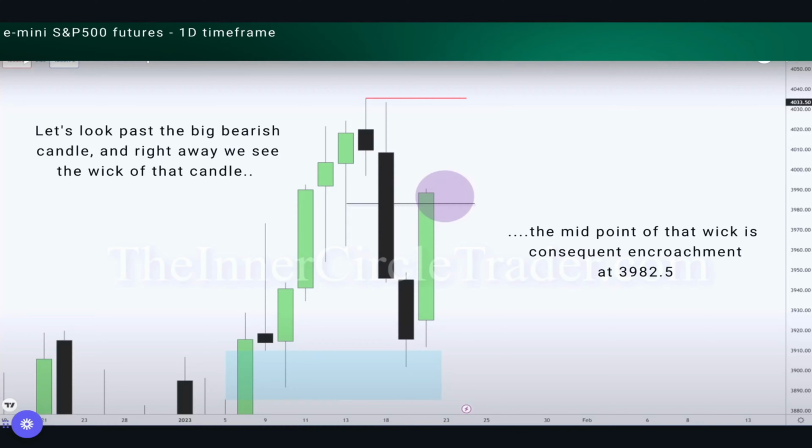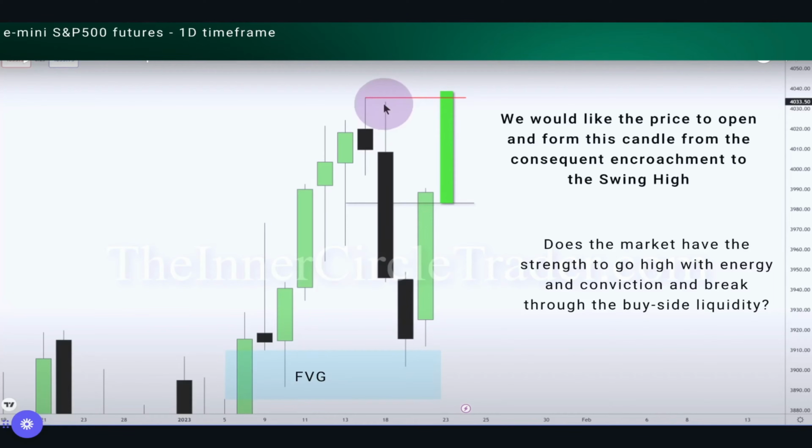Let's look past the big bearish candle. So let's look and see what's before the big bearish candle. And right away we can see that long wick. The midpoint of that wick is consequent encroachment at 3982.5. And we will remember that level to use it later. What we would like to see is the price to open and form this candle that you see here in bright green, from the consequent encroachment to the swing high.